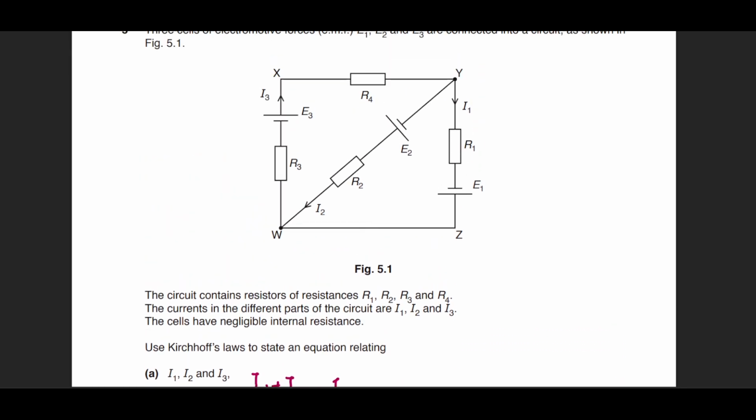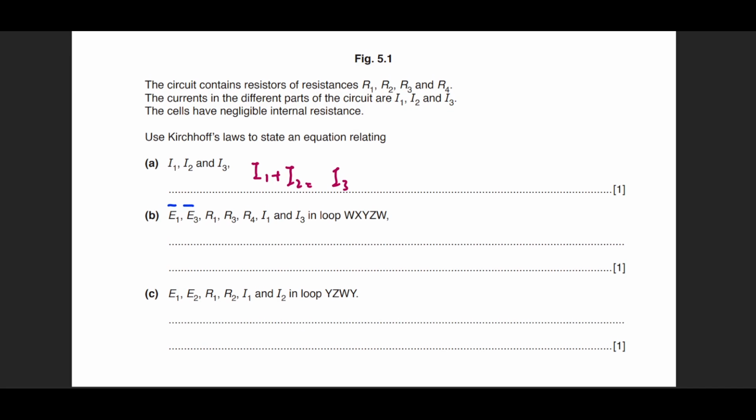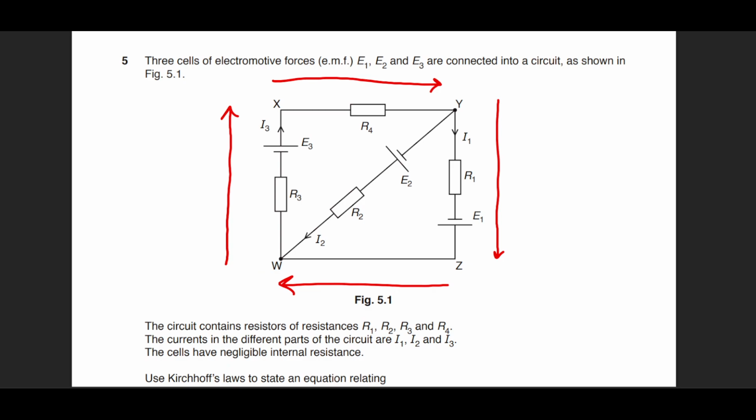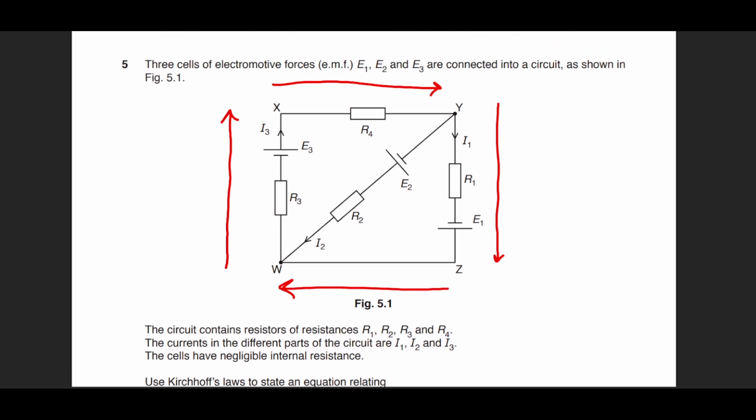So it's moving like this: W, X, Y, Z, right? So it's W, X, Y, Z and W back like this. Now this loop labeling from the examiner tells me that this is the direction of current I should take to be positive. So this I3 will be taken as positive because it's the same direction. This I1 will be taken as positive. It's the same direction of the loop.